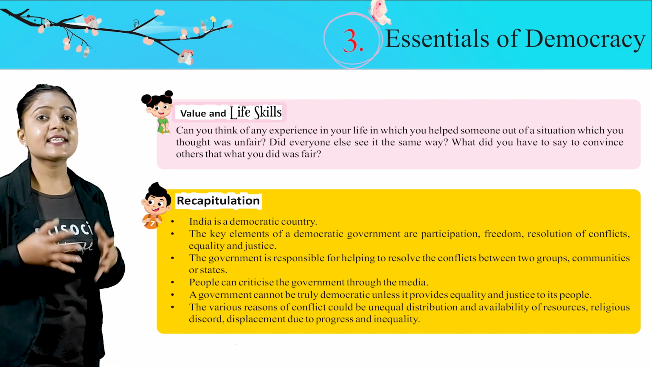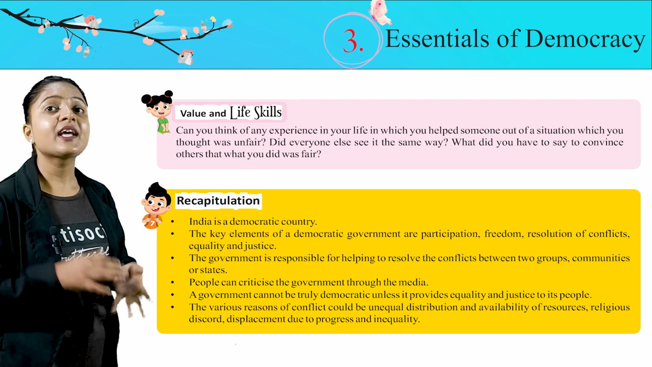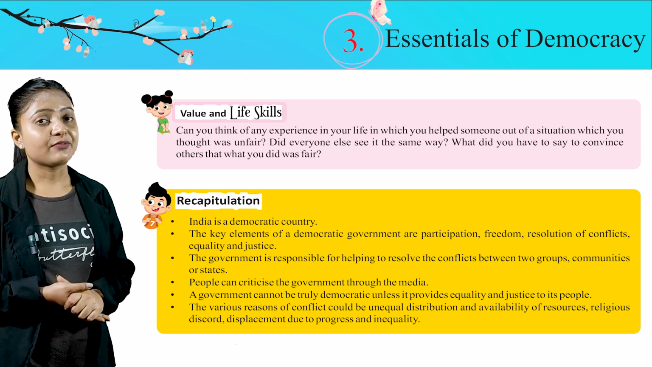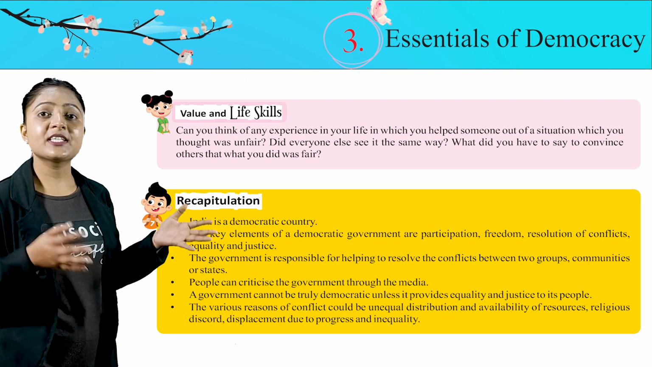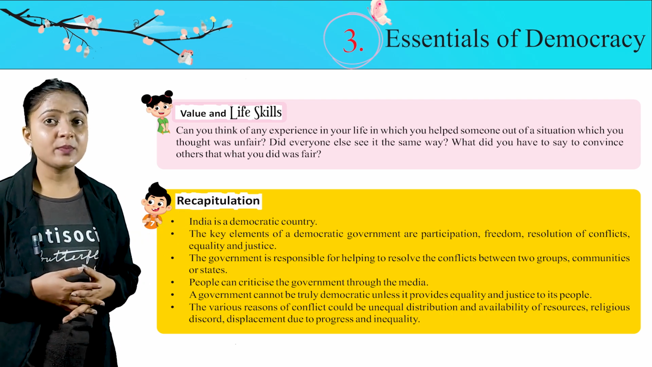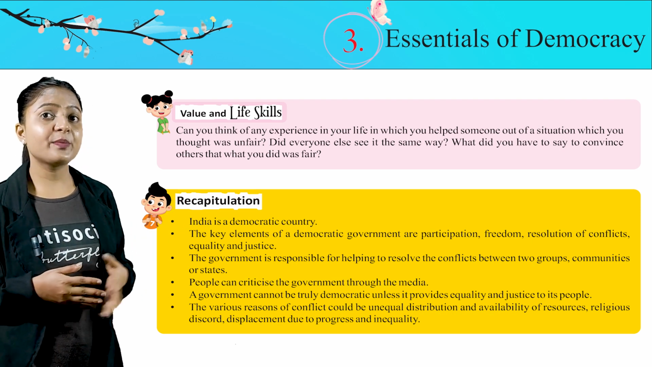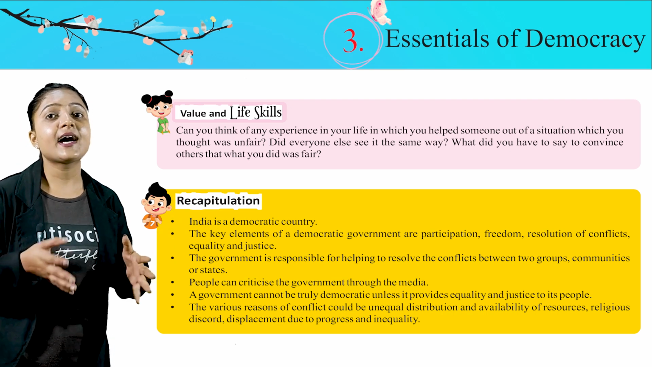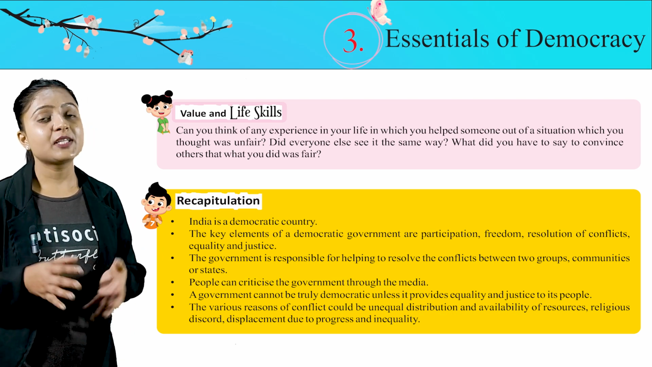Recapitulation. India is a democratic country. The key elements of a democratic government are participation, freedom, resolution of conflicts, equality, and justice. The government is responsible for helping to resolve the conflicts between two groups, communities, or states. People can criticize the government through the media. A government cannot be truly democratic unless it provides equality and justice to its people.